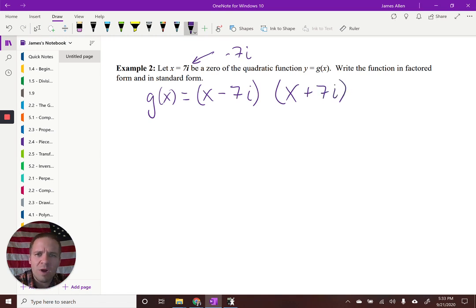Don't forget about your basics when we're writing these functions out. It's like if you had x equals 3 was a 0, you would know that x minus 3 is my factor, right?